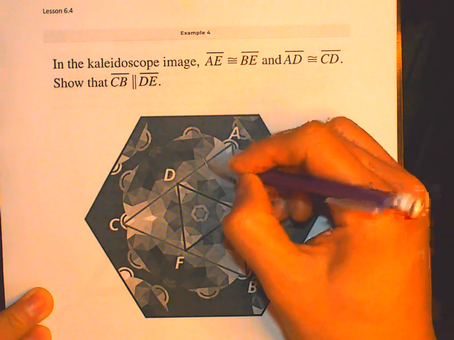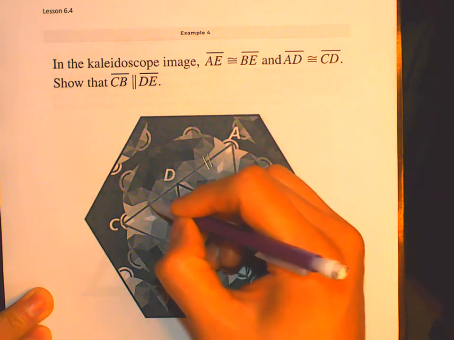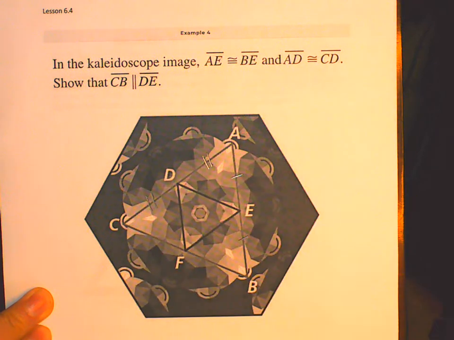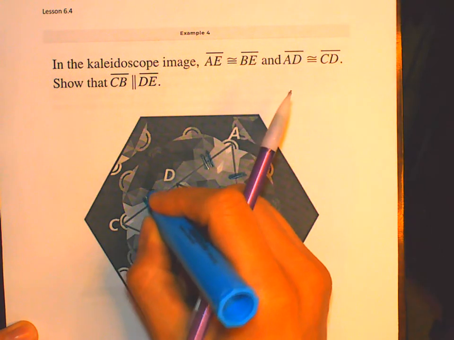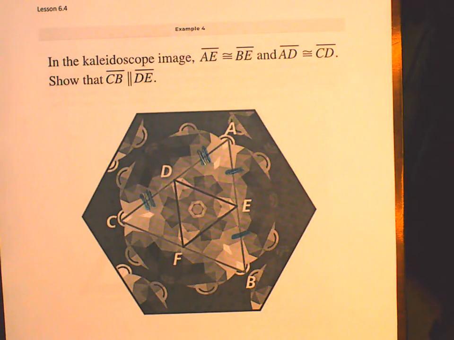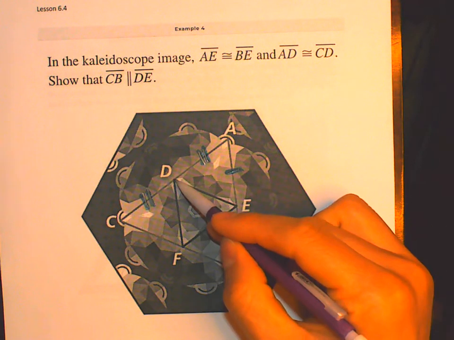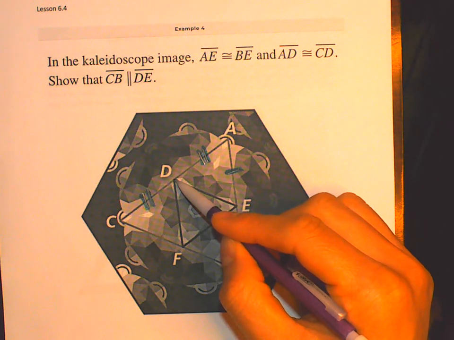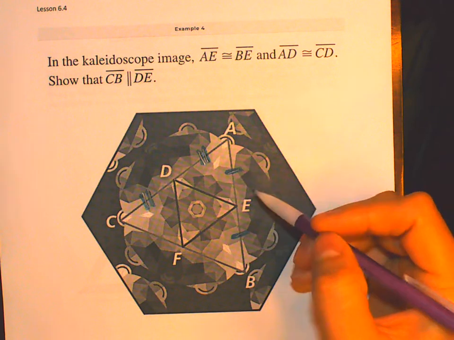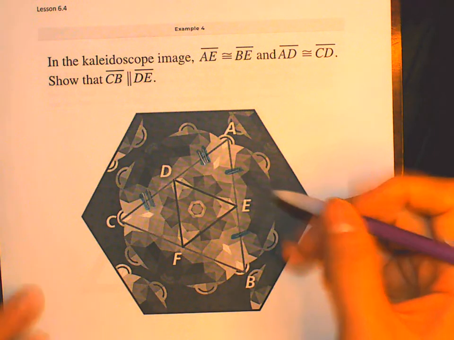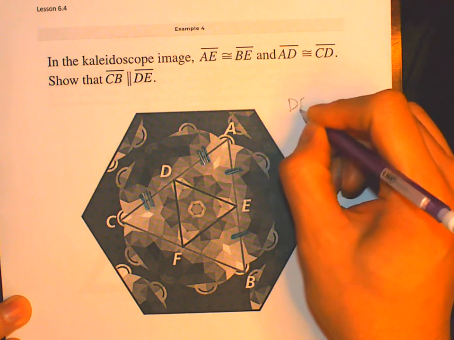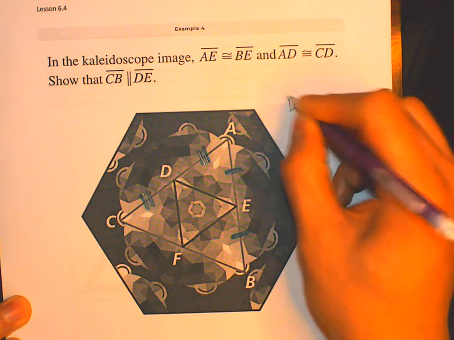AD and CD. Now, I know it's a little hard to see. Let me see if I can highlight them. As you can see, this is the midpoint and this is the midpoint. So by the triangle mid-segment theorem, DE is going to be parallel to CB because this DE is going to be a mid-segment. So we can state here that DE is a mid-segment.